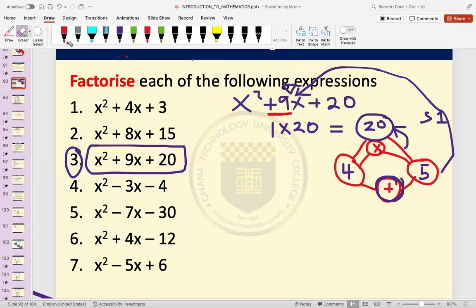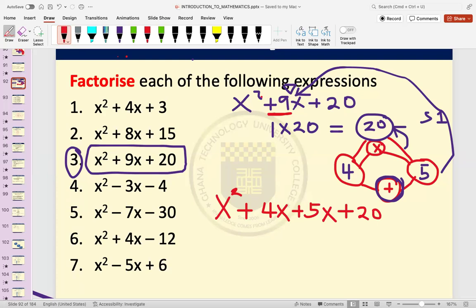And this is what step 3 is saying. Write or rewrite the expression x squared plus, instead of the 9x, split it into these two. So we have 4x plus 5x plus the last number, 20.